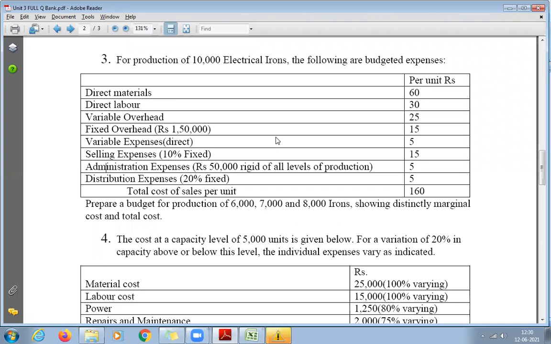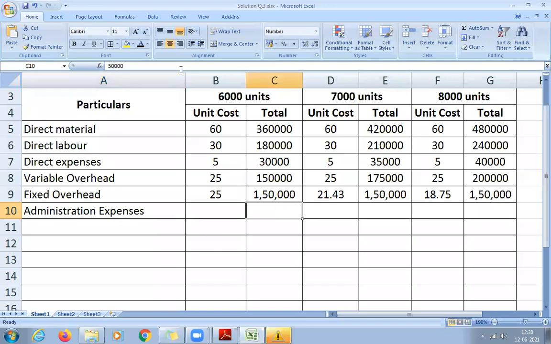Same like the earlier what we did for fixed overhead, same way you do it. Now you write 50,000 in all the total columns. Okay? 50,000 for all the total columns you write down. Please write down. Now you calculate unit cost. How do you calculate unit cost? 50,000 divided by 6,000. Yeah. So please calculate.